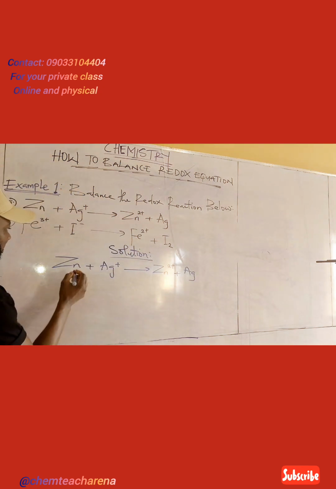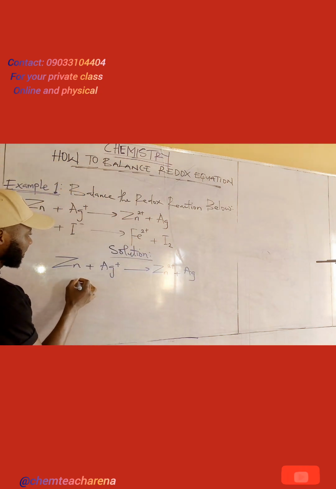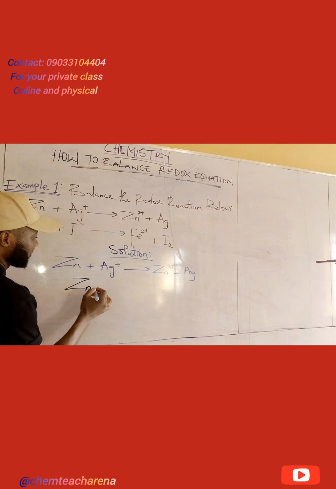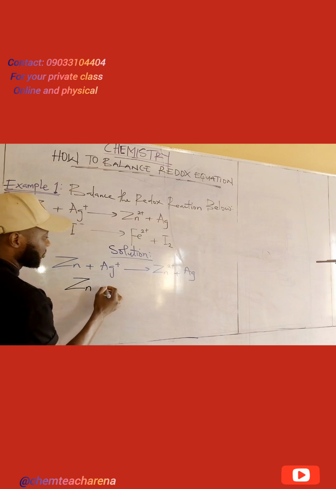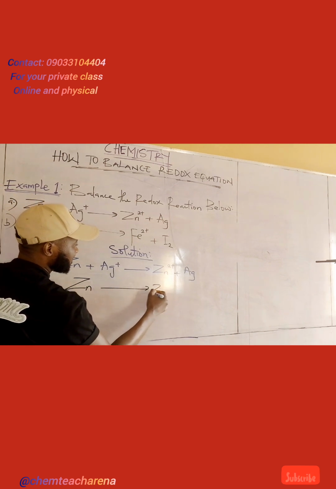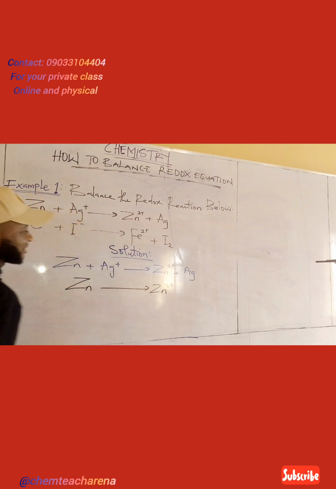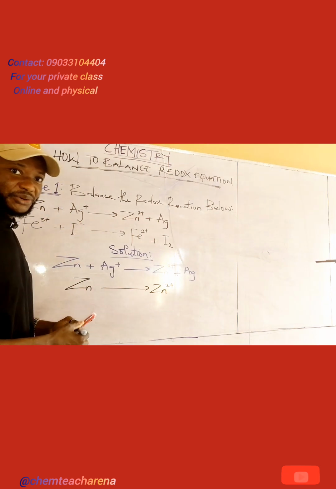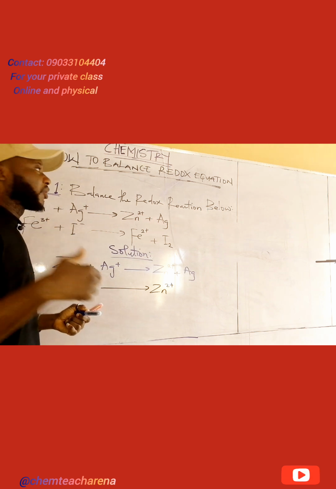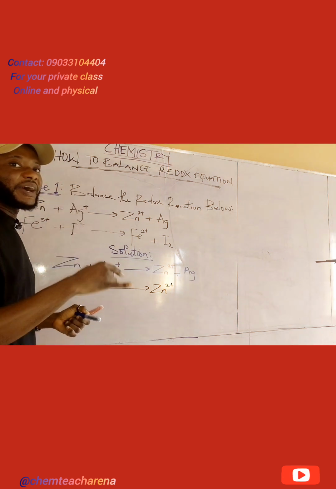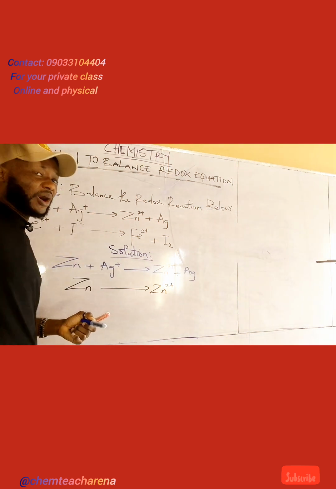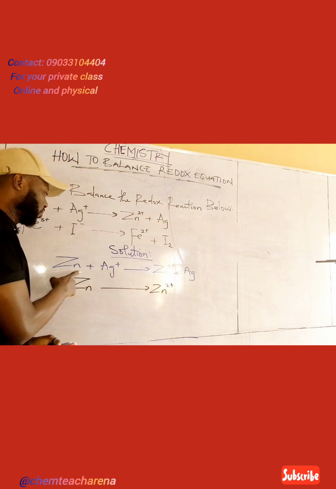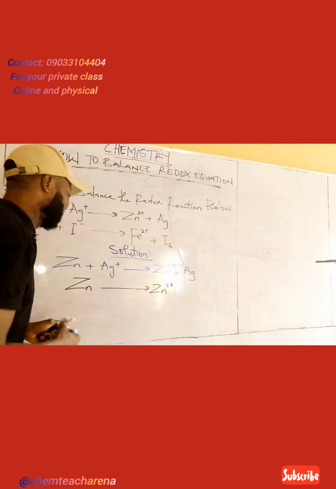This is how you write it. This is our zinc. You write zinc, Zn, giving Zn2+. The oxidation state of a pure element is 0. If you have watched my video on how to identify oxidizing and reducing agent, go and watch that video so that you will know what I'm doing here. Do you understand now? Let's proceed.